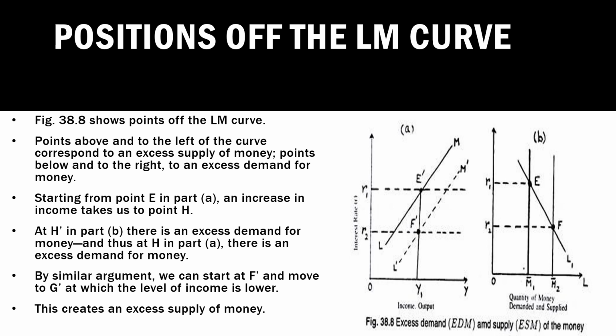And at point H, what happens is that there is an excess demand for money. By a similar argument, if we start at point F and move to point G, at which the level of income is lower, this would create an excess supply of money.